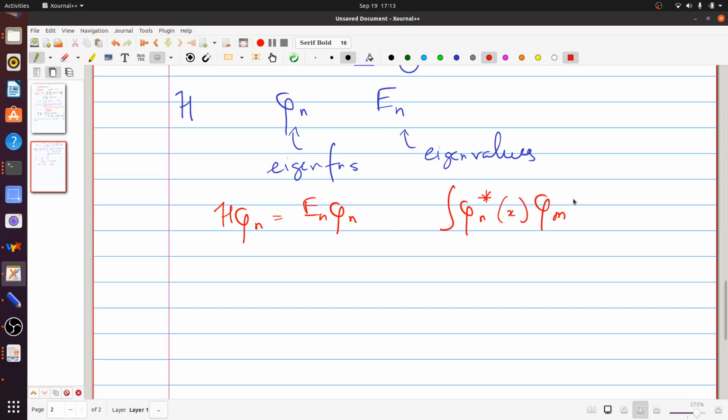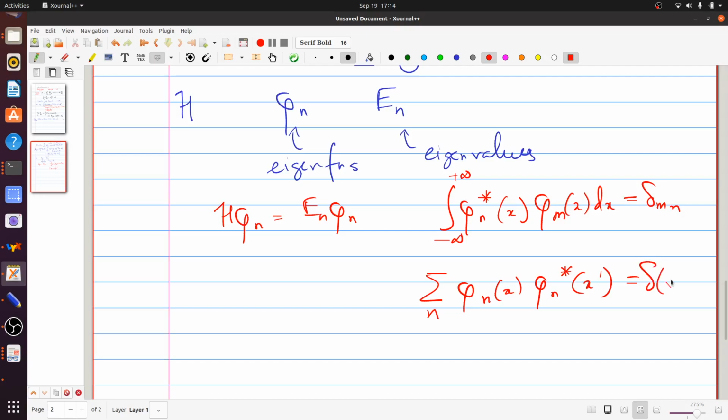So the integral of phi n star(x) phi m(x) dx over all space is delta mn, and on top of that we are demanding that they form a complete set. All of this is elementary quantum mechanics: if you did this sum over all energy levels, you will end up with the Dirac delta function, delta(x minus x prime).